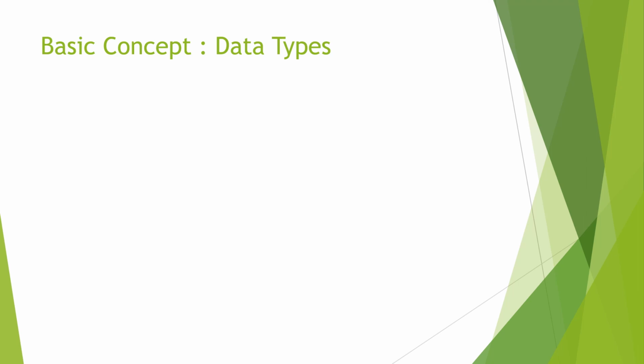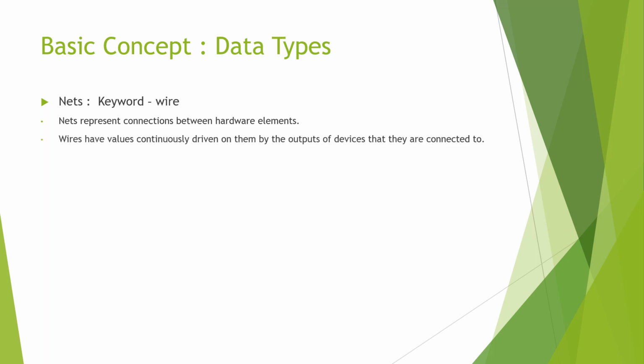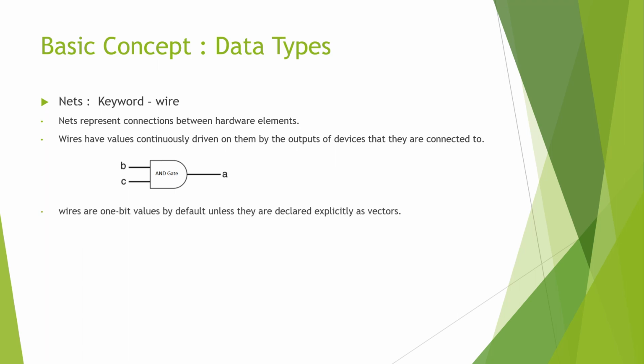Now let's come to the first data type, net. Nets are declared with the keyword wire. This data type is very important. You will face some interview questions related to net data types. Just as in a real circuit, a wire represents the connection between hardware elements. Wires have values continuously driven on them by the outputs of the devices. Wires are 1-bit values by default and they can be declared explicitly as vectors. The default value of a wire is Z. A wire gets the output value of its driver. If a wire has no driver, it gets the value Z.